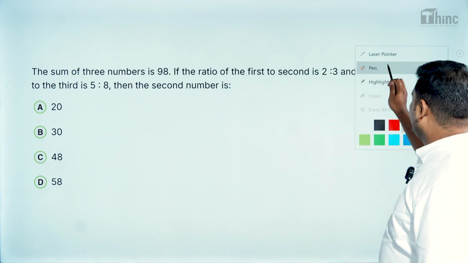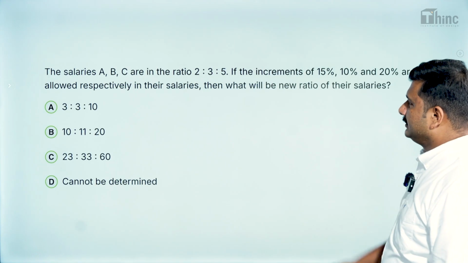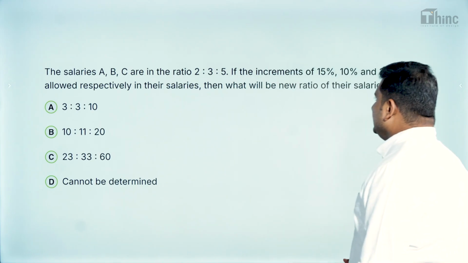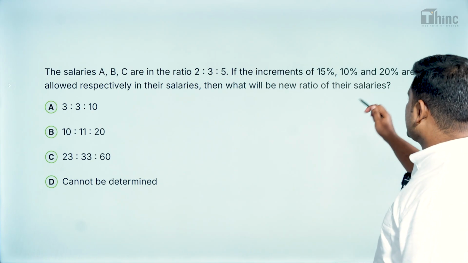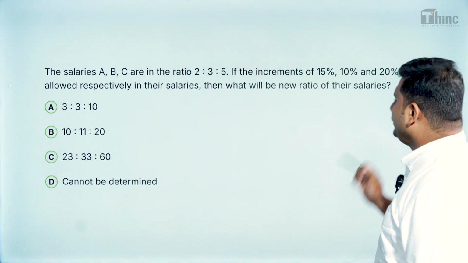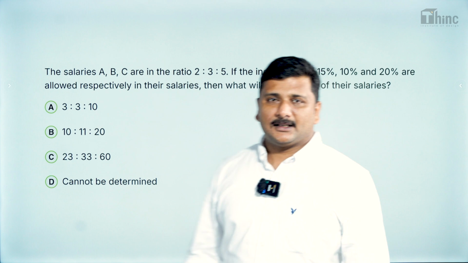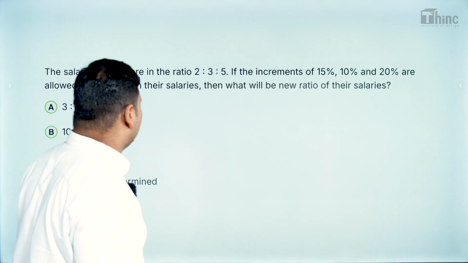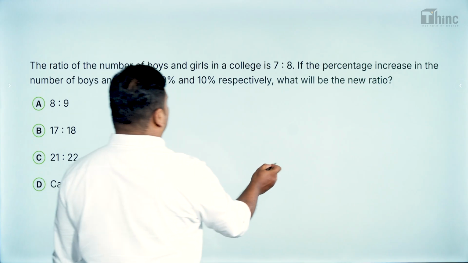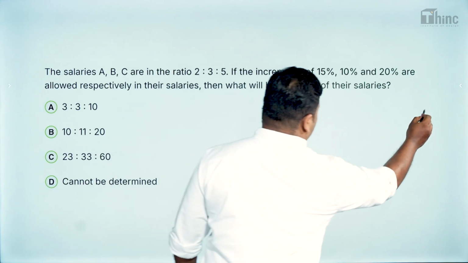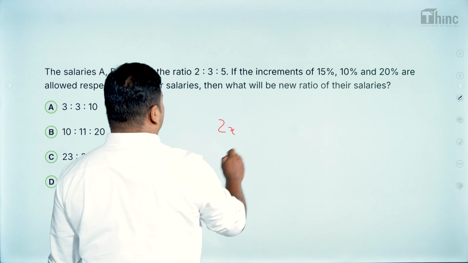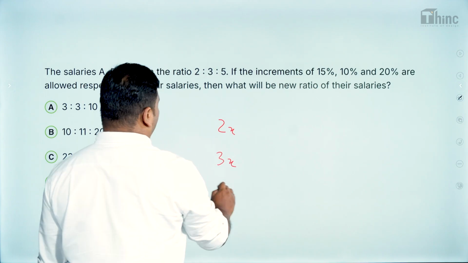Okay, so let's get it moving. Let's look at the next question. The salaries of A, B and C are in the ratio of 2 is to 3 is to 5. If there are increments of 15%, 10% and 20% respectively in the salaries, what will be the new ratio? So salaries are in the ratio of 2 is to 3 is to 5. So let's write the actual salaries as 2x, 3x and 5x.